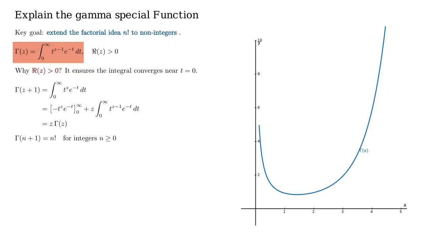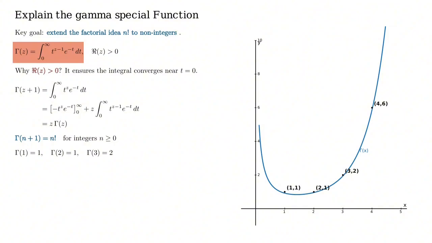If we plug in whole numbers, it forces gamma to match factorial values, as long as we also know one starting point. This is the bridge from gamma to factorial. So, what is the starting point? Gamma of 1 equals 1, and then the recurrence builds everything else.